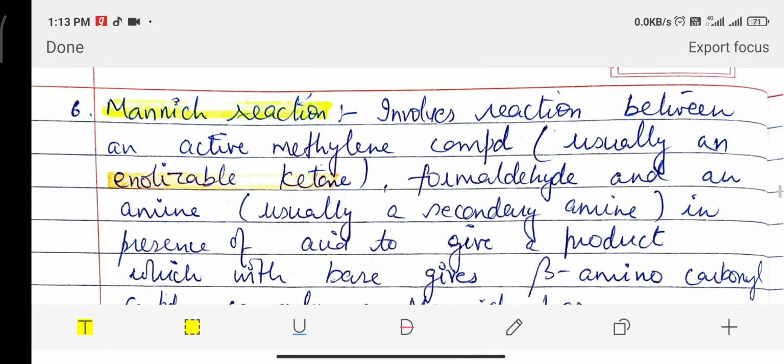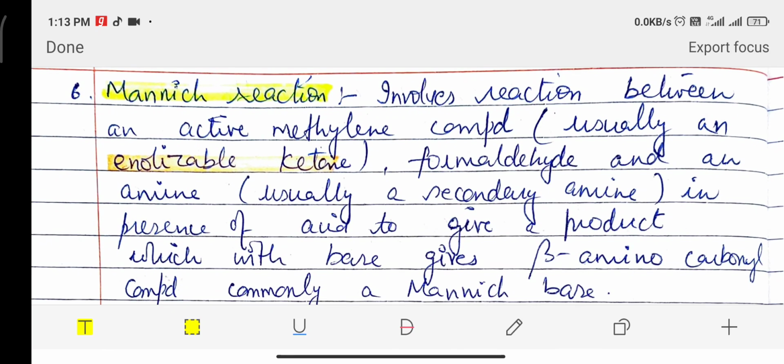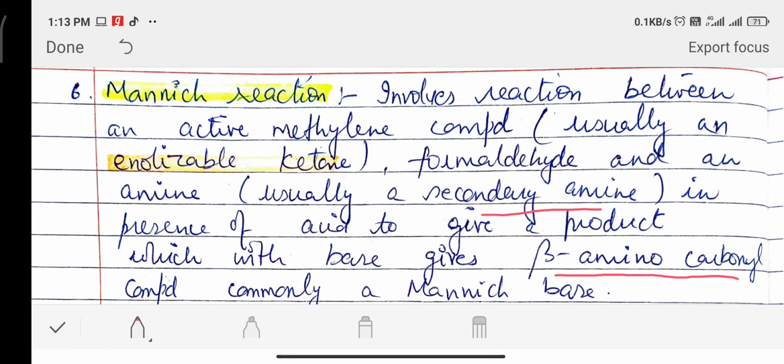In the Mannich reaction, the reaction takes place between an active methylene compound and formaldehyde and an amine, and the amine is generally a secondary amine, in the presence of acid to give a product which with base gives a beta amino carbonyl compound, which is known as a Mannich base. Therefore the reaction is called the Mannich reaction.